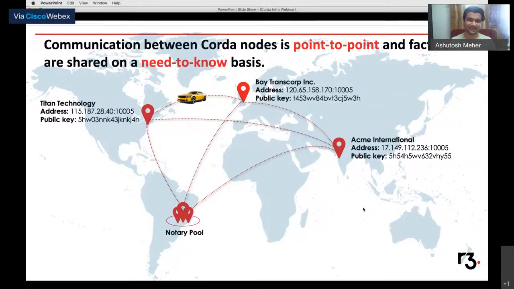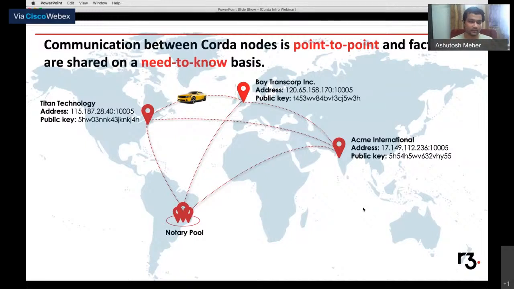Now moving on to the second part, where we talked about privacy, right? That's like the main thing about doing business: privacy. You can't have public data. You can't have everything distributed to everyone in the network, right? So Corda's privacy model works on point-to-point communication. We don't really do a broadcast like traditional blockchains.